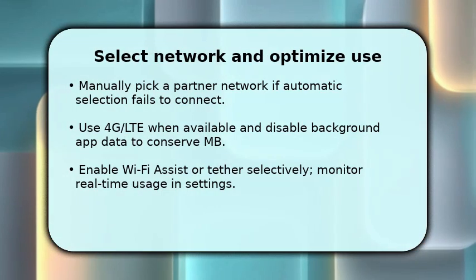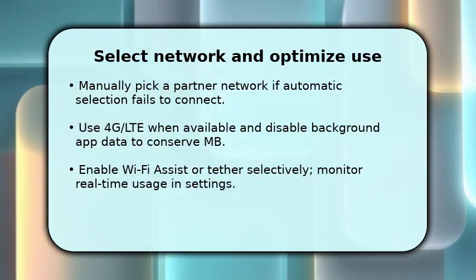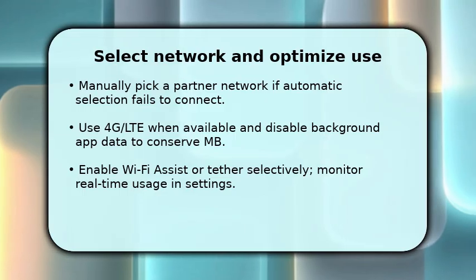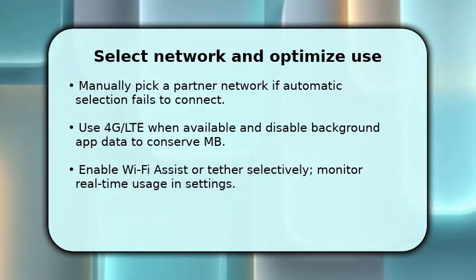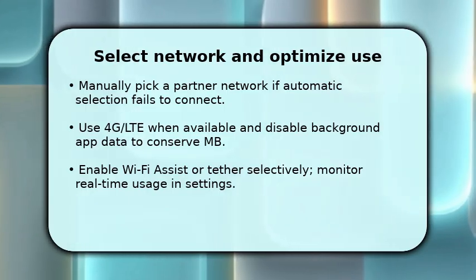Once connected, optimize how you use roaming to stretch your allowance. Manually select a partner carrier in network settings if automatic selection connects slowly or not at all. Choosing a known partner improves stability.